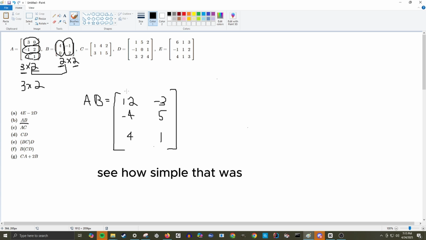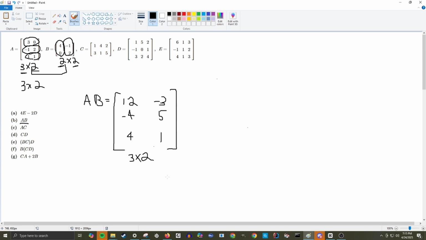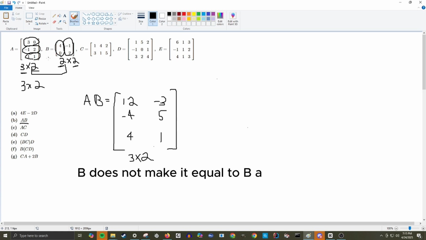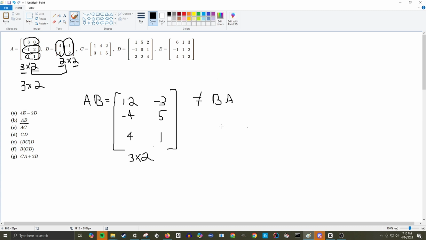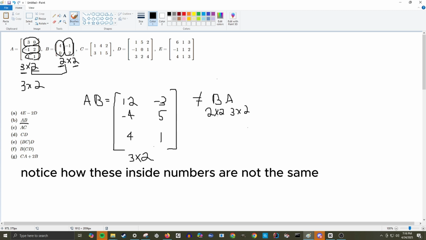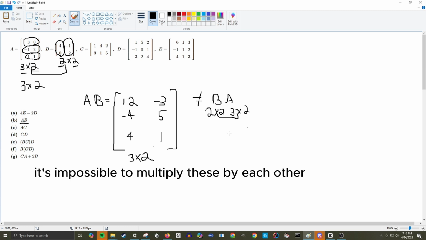See how simple that was? And this is the resulting matrix. Now we notice also this is a matrix of 3 by 2. It is important to note, just because we can multiply AB does not make it equal to BA. And the reason is we now have a 2 by 2 and a 3 by 2. Notice how these inside numbers are not the same. It's impossible to multiply these by each other.